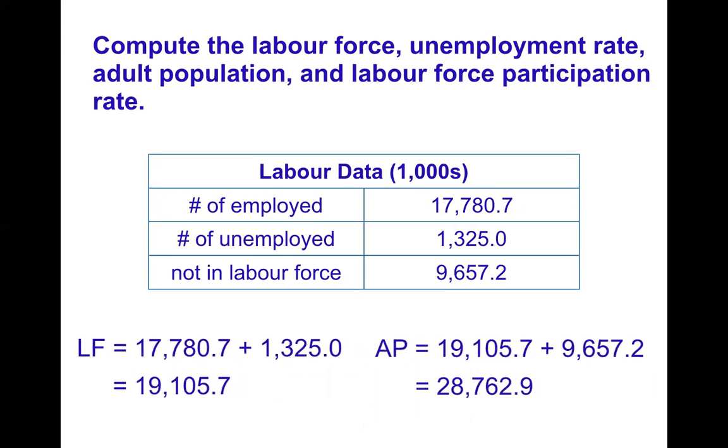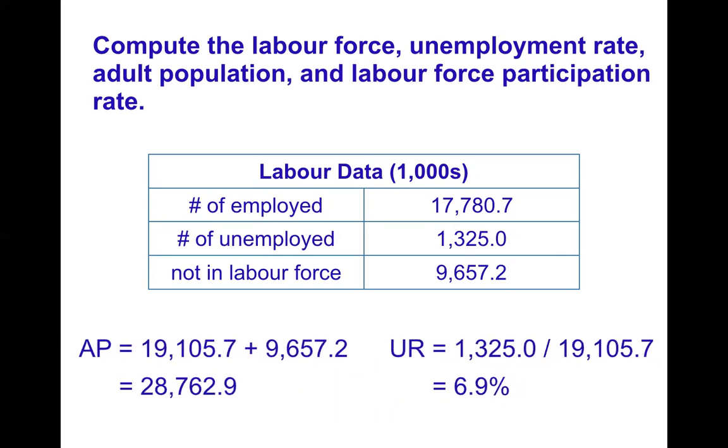I'm going to go ahead and calculate the adult population right away. Again, like I say, we don't have to do it in the order that it's asked. So here I'm just going to take my labor force, since I've calculated it at 19,105.7, and I'm going to add it to those that are not in the labor force, 9,657.2. And this is going to give me an adult population of 28,762.9.